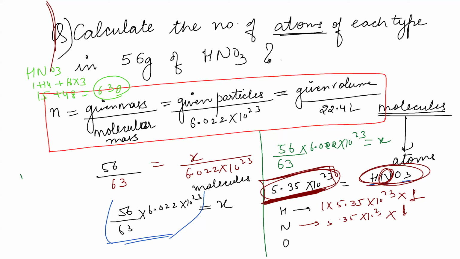From the molecule itself, I know that one molecule has three oxygen atoms. So these many molecules will have what? 3 into 5.35 into 10 raised to power 23. Are we understanding or not?